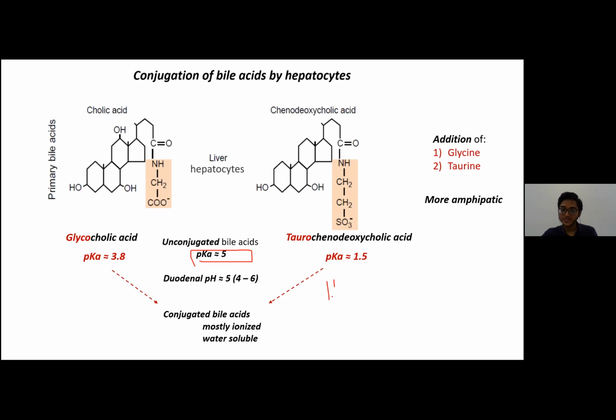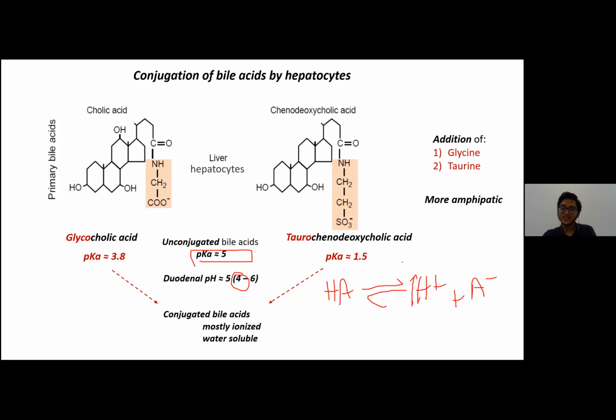So let me draw an equation for you here. HA, which is an acid, goes to H plus A minus, okay? Let's say the pKa of this equation is 5. We're talking about unconjugated bile acids. The duodenal pH is 4, which means that the duodenal pH is lower than the pKa, which means that the pH is more acidic than the unconjugated bile acids want it to be, okay? So that means there's more hydrogen.